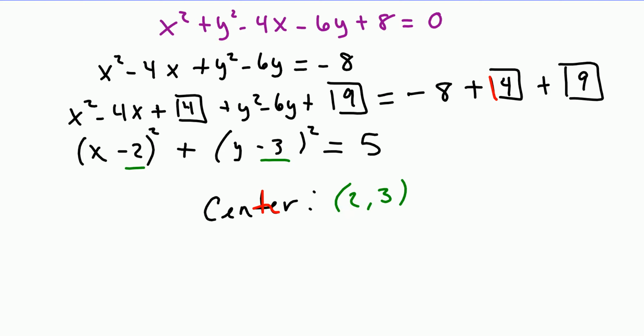This number always equals my radius squared. This is not my radius. This is my radius squared. So to find my radius, you take the square root of whatever this number is here. So square root of 5 is my radius. 5 isn't a perfect square, so you just leave it like that, unless you can break it down, but you can't break down 5 because it's a prime number.